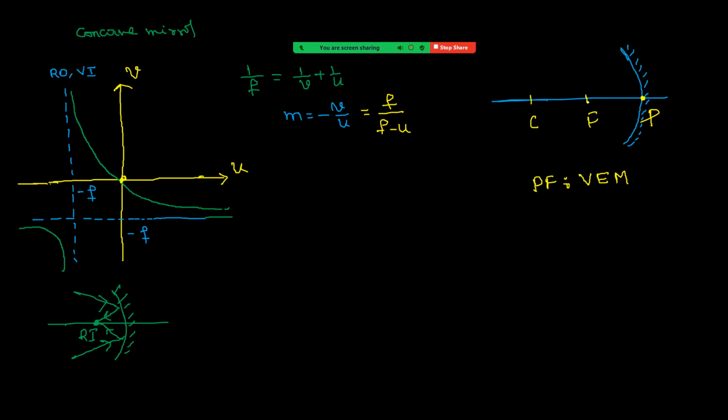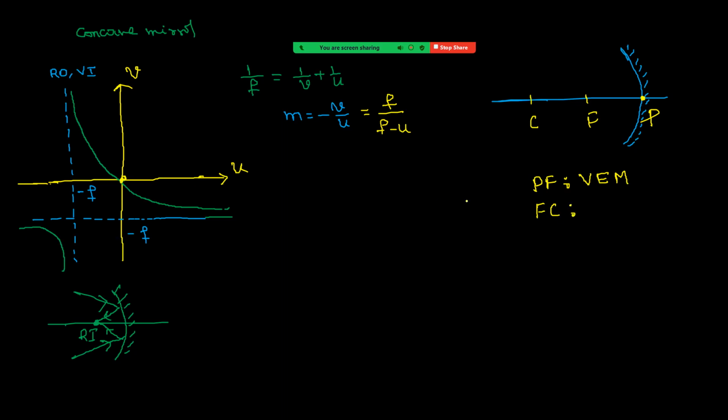Now coming to beyond focus. That is the graph in the third quadrant. See carefully. When the object is beyond focus, we can see V is now negative. So V negative means I'm showing here F in between, it is crossing F. That is the focus, between F and C.